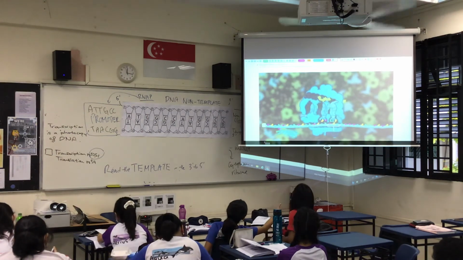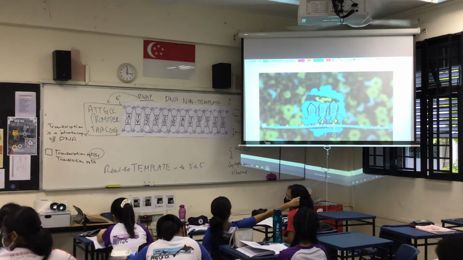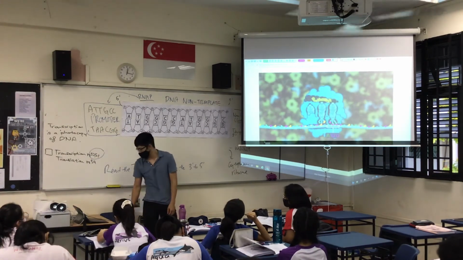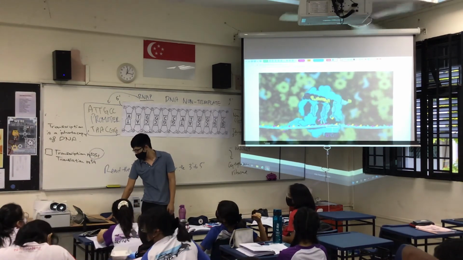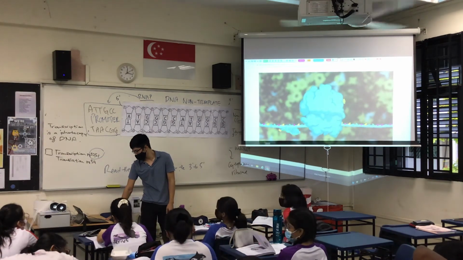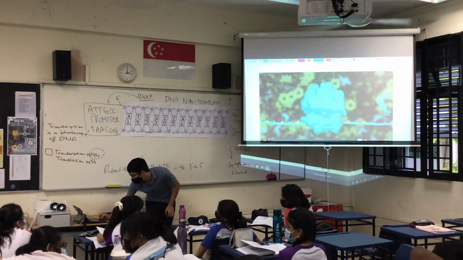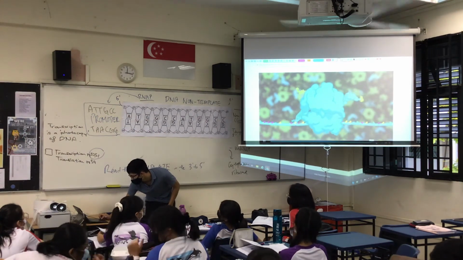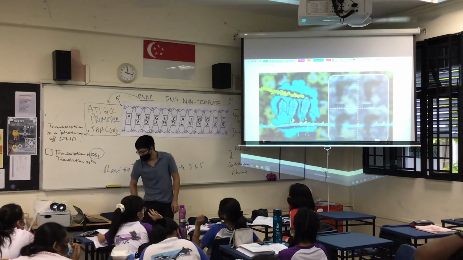Each codon is recognized by one of 20 different tRNA molecules. Each type of tRNA carries a different amino acid. The ribosome continues moving along the mRNA strand, one codon at a time, matching it to a complementary tRNA, until the final shape of the protein is formed. Okay.